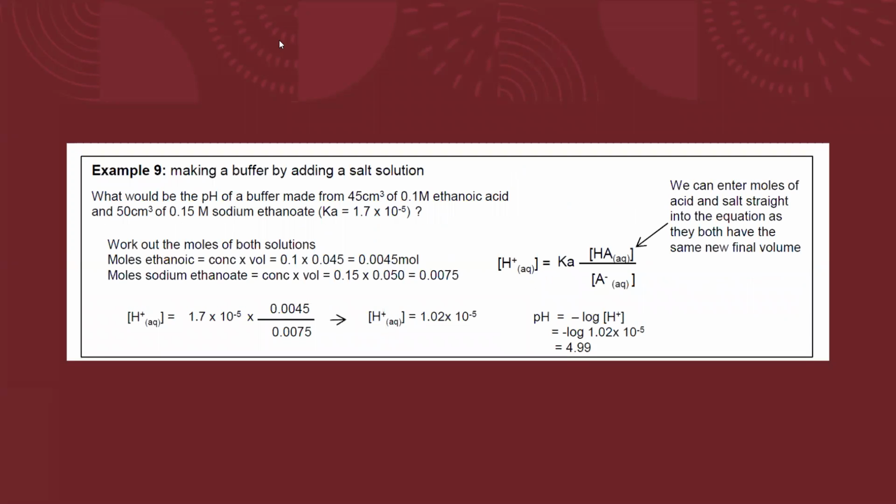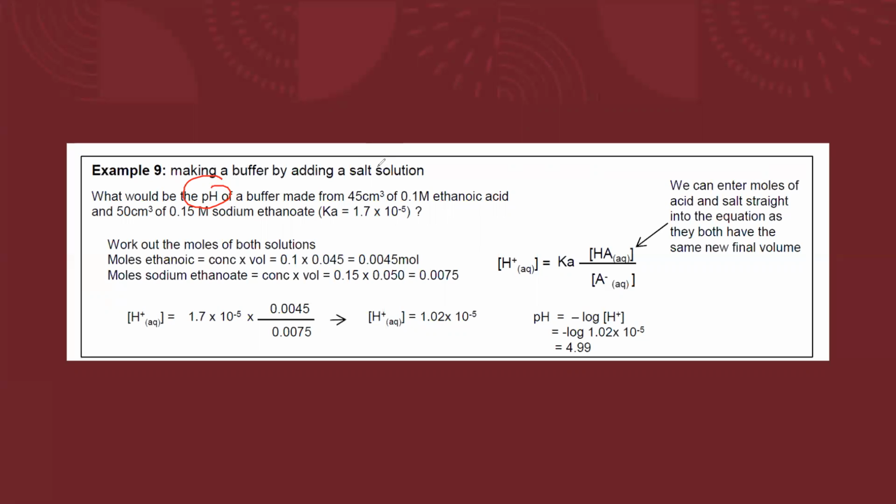So, for example, when making a buffered solution by adding a salt, what would be the pH of the buffered solution? You can make a buffer solution by mixing a salt with a weak acid, or you can carry out a reaction between a weak acid and a limited amount of alkali. The moles of alkali will be the same as the moles of salt which is formed. So using that, you can also work out the pH.